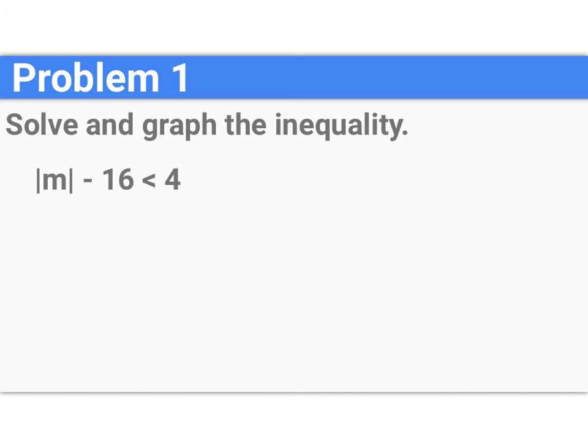Okay. The first thing you do is get rid of the 16. Add 16 to both sides. The absolute value of m is less than 20. And when we're dealing with a negative, a less than situation, we flip the sign and deal with the negative 20. And then we leave the sign when dealing with the positive.